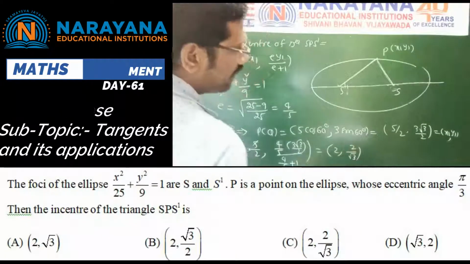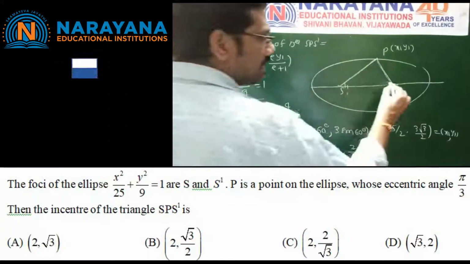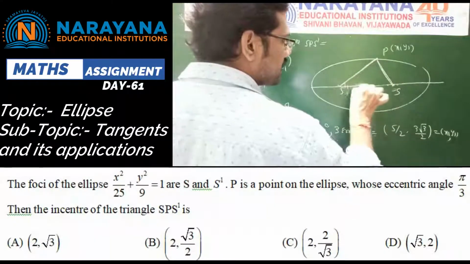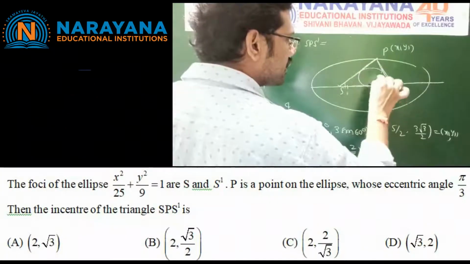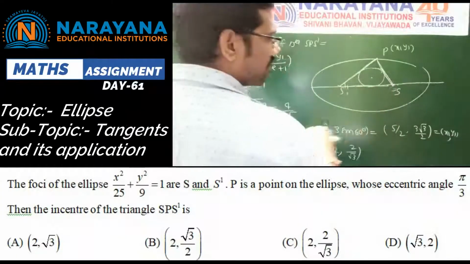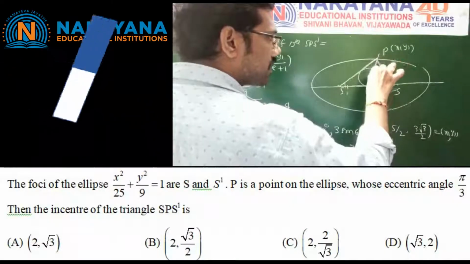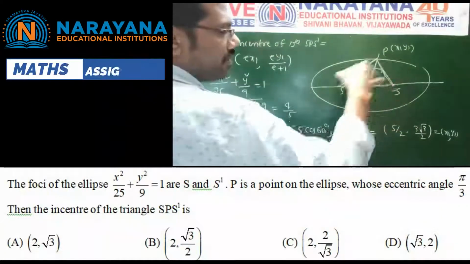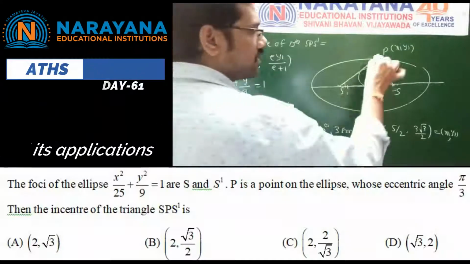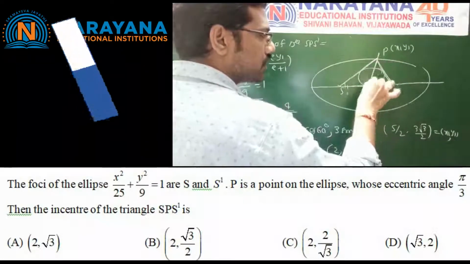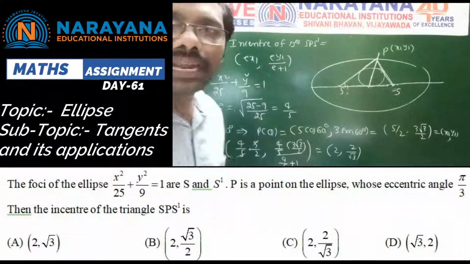This is the incenter of the triangle SPS dash. This is the incircle. Now we have to find the incenter. The incenter always passes through the normal of triangle SPS dash. The equation of the normal is passing through the incenter of the ellipse.